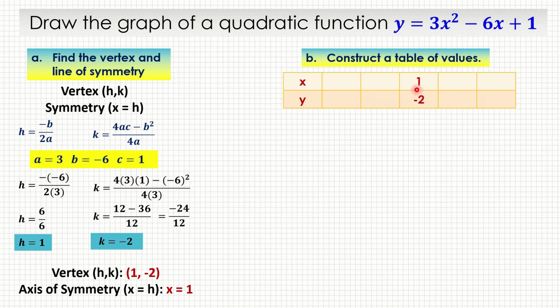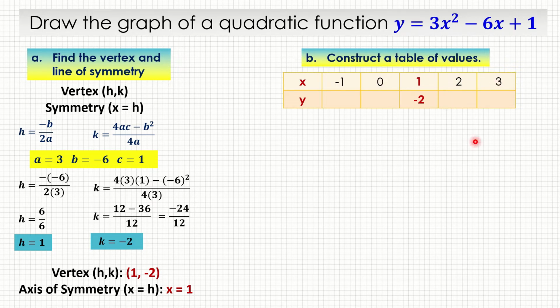In the table of values, start with the values of x. I'll put numbers to the left side of the positive 1 and to the right side of the positive 1. The left side of the positive 1 has 0 and negative 1. And to the right side, it will be the next numbers after positive 1, which are positive 2 and positive 3. So these are the values of x.